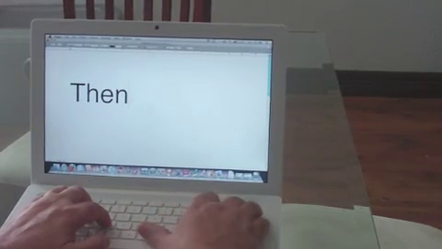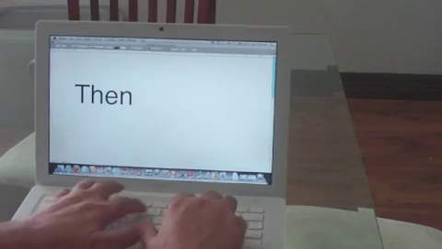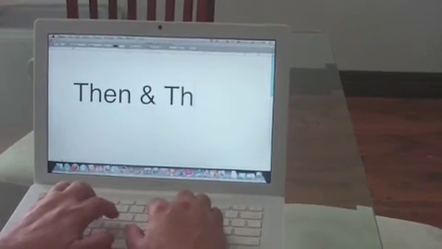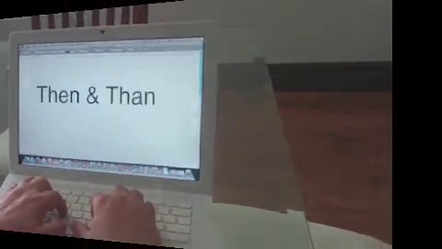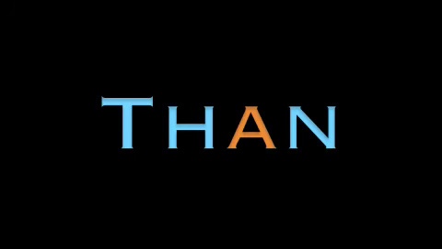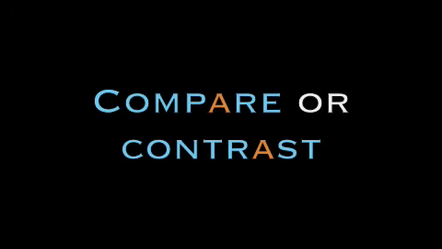The words then and than are often confused with each other. To help figure out which goes where when, let's first go over their basic meanings. Then means next or after in time, while than means in comparison or contrast with.